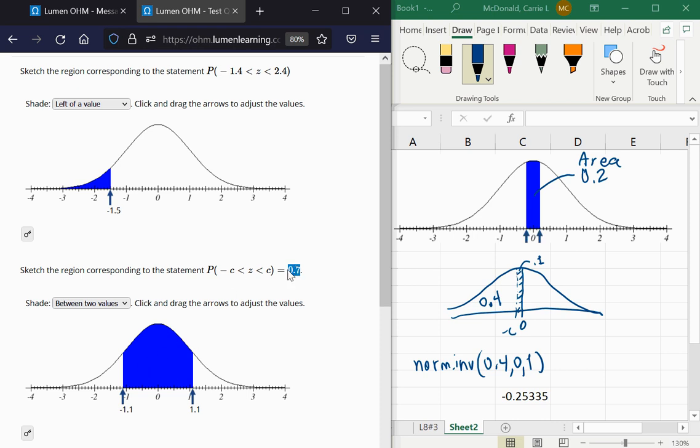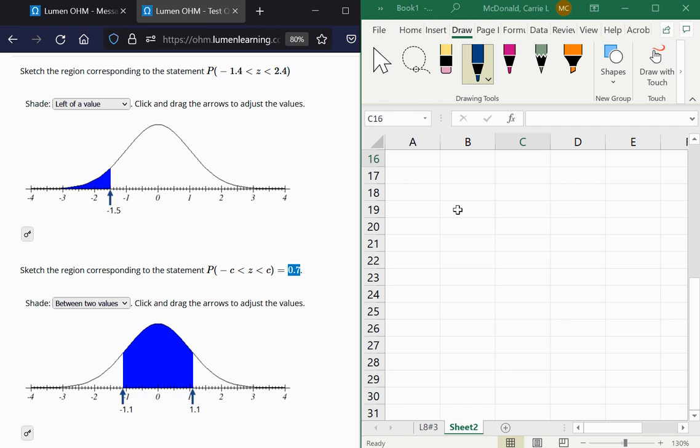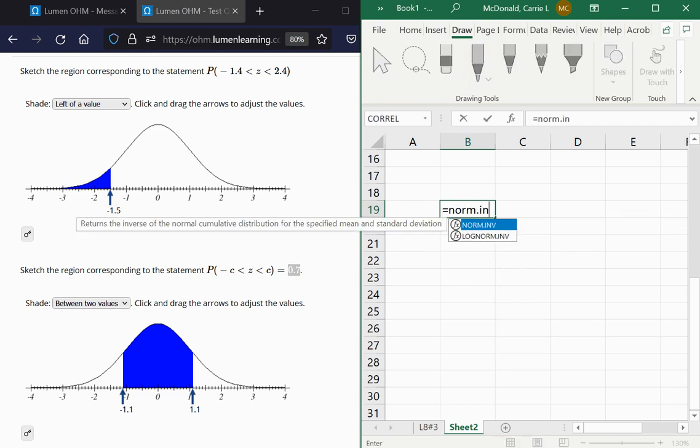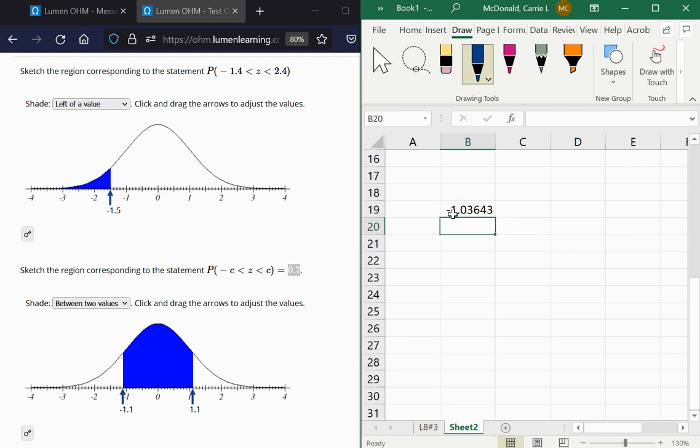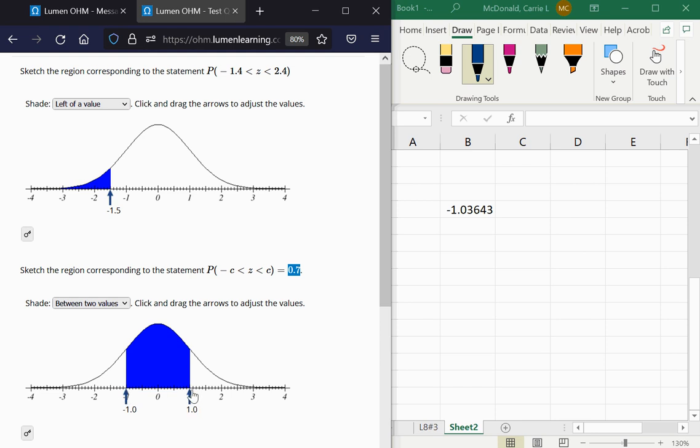Now, if this blue region in between is 0.7, then the total of the two white tails is 0.3, and half of 0.3 is 0.15. So to find the answer for this part, all I have to do is norm.inverse for 0.15, mean of 0, standard deviation of 1. So as you can see, it's about -1.04, or if you're rounding to 1 decimal place, that would be -1.0. So because we're rounding to 1 decimal place, we actually end up right there. And then this one was a between area, -1.4 and +1.4. So we're done with that one.